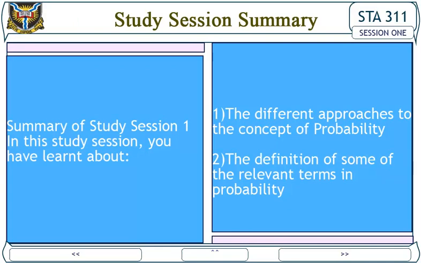Summary of Study Session 1. In this study session, you have learned about 1. The different approaches to the concept of probability. 2. The definition of some of the relevant terms in probability.